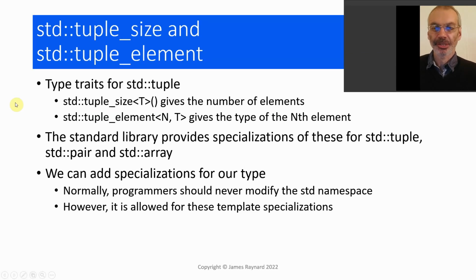The library has some type traits for tuple-like objects. tuple_size will give the number of elements in the object, and tuple_element will give the type of the element with index n in that object. The standard library comes with specializations of these for the tuple, pair and std::array classes, and we're also allowed to specialize them for our own types. And this is very unusual. Normally you should never ever touch the std namespace, but you are allowed to add these specializations.